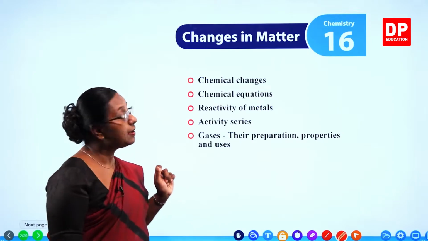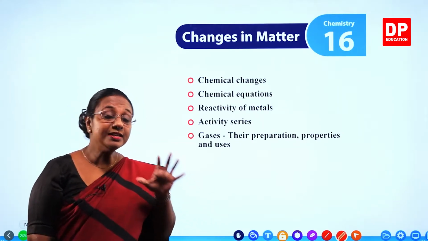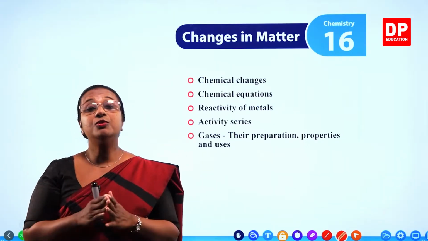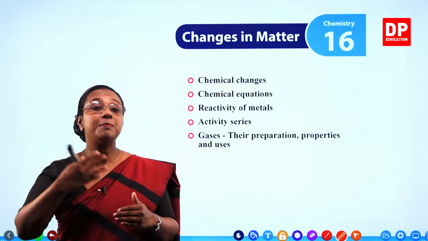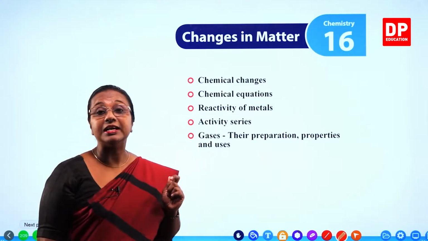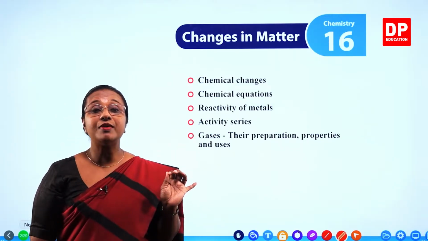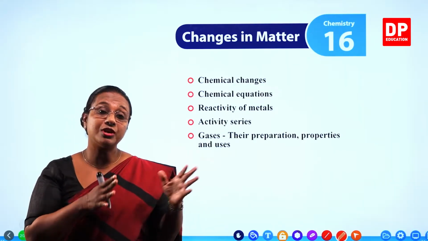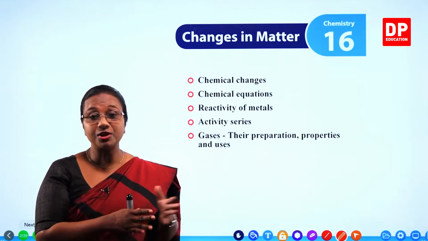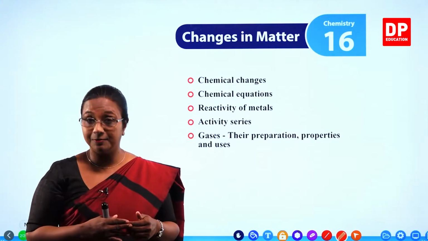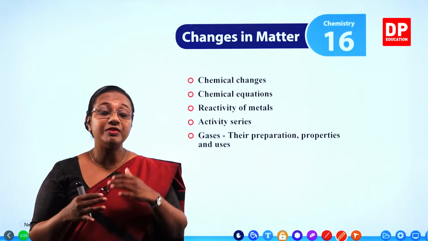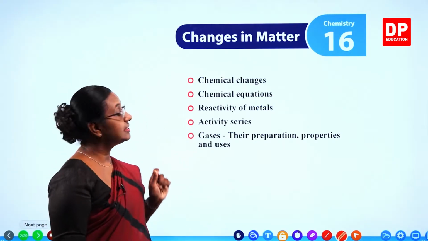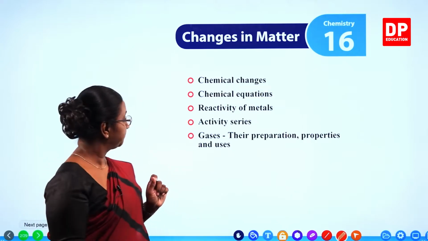Then we have chemical equations. So when substances undergo chemical changes, to denote those changes or show them, represent them, we use chemical equations. Again, you are familiar with chemical formulae. The formulae that is used to represent any elements, the symbols of elements as well as compounds. So using those, we will be representing the chemical changes, that is the chemical equation.